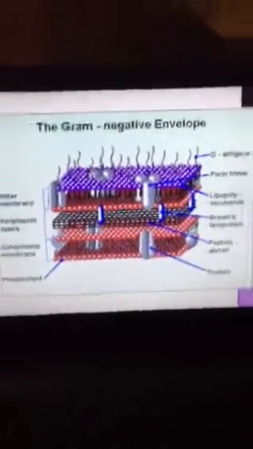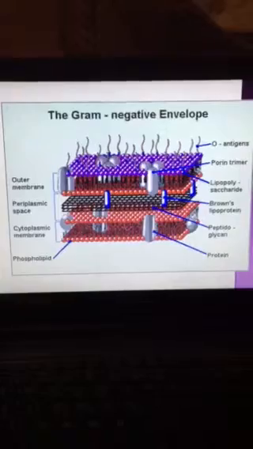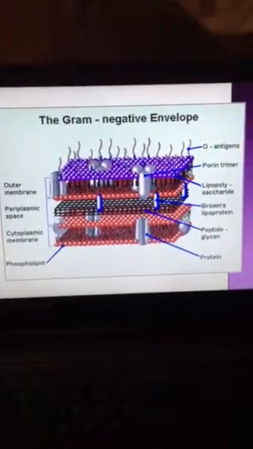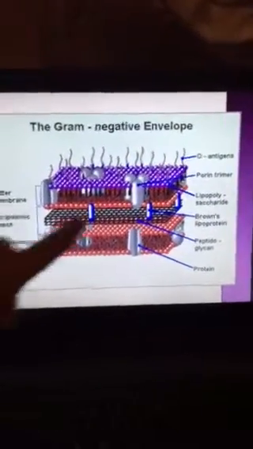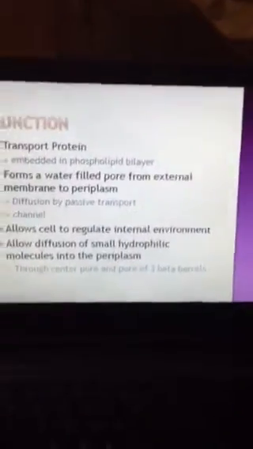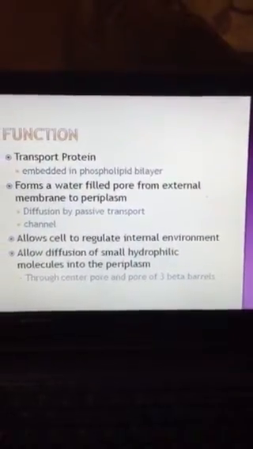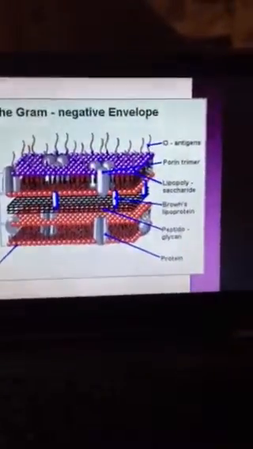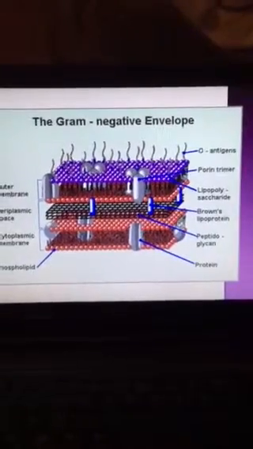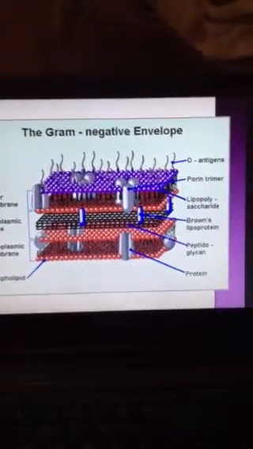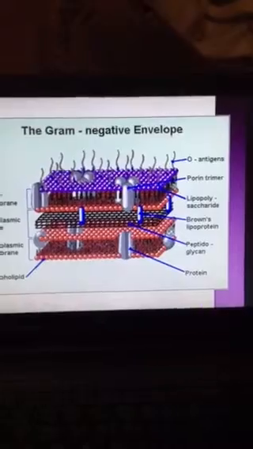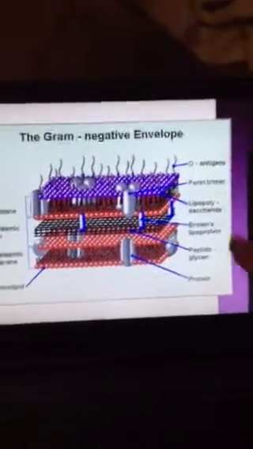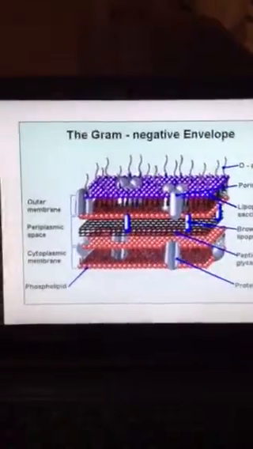Porin is actually located in the outer membrane of the gram-negative bacteria. In the picture, these little gray things right here are where the porin molecules are, and essentially what porin does in the outer membrane is it helps bring things from the outside into the periplasmic space, and the periplasmic space is right in here.